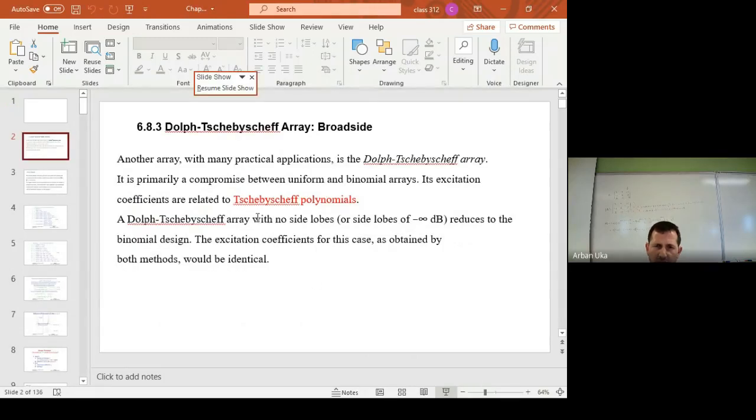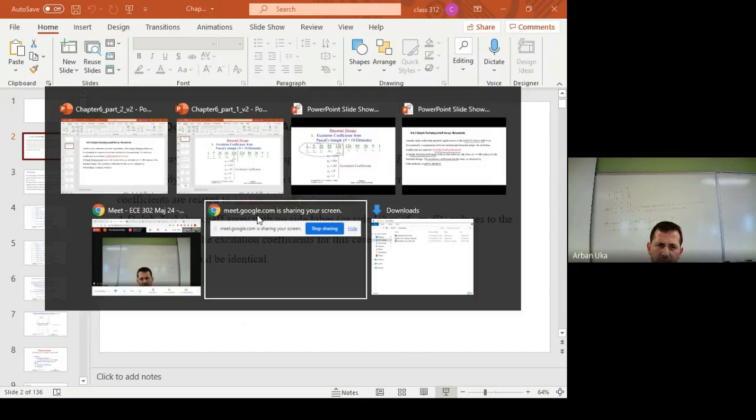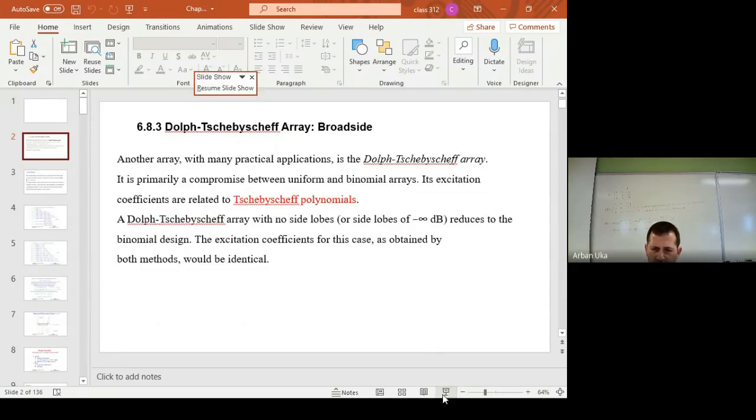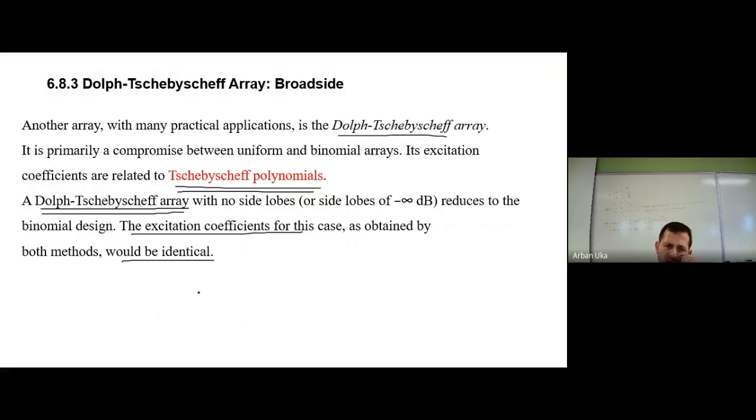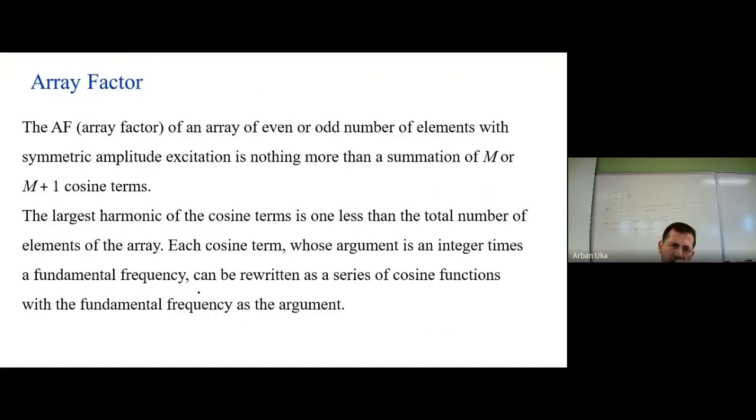Okay, so let's come here. Yeah, here we are. Now again, we have to calculate the array factor of a specific antenna, and whenever the antenna has an even or odd number of elements, then for the symmetric amplitude excitation, it has been proven that this can be expressed as a summation of m or m plus 1 cosine terms.